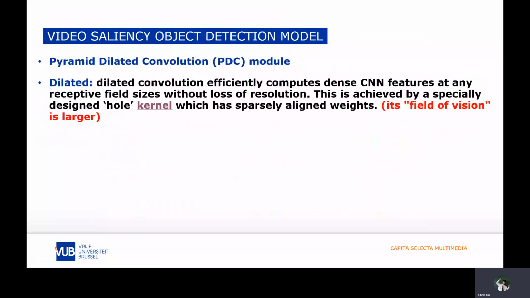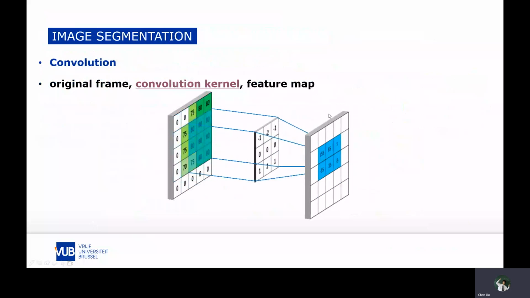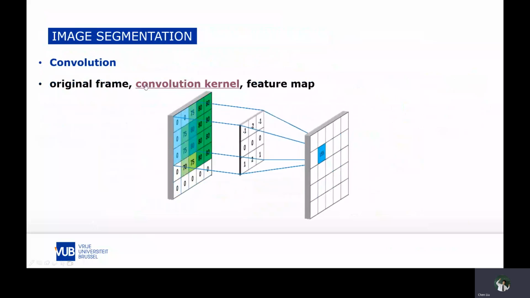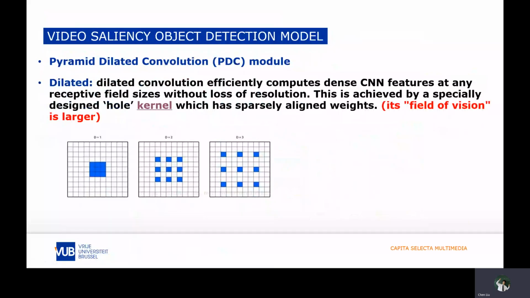This is achieved by a specially designed kernel with holes. This term we used in the former PowerPoint. The kernel one is this one, a convolutional kernel. The term is the same. We return to this one. Yes, kernel, and we have talked about the convolutional kernel before. This kernel is compact without holes.